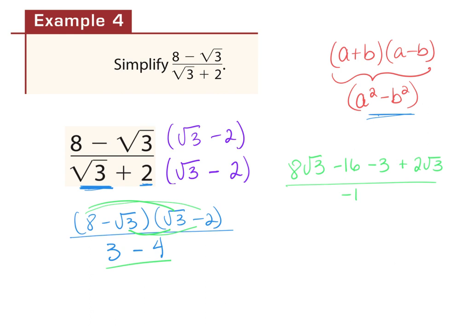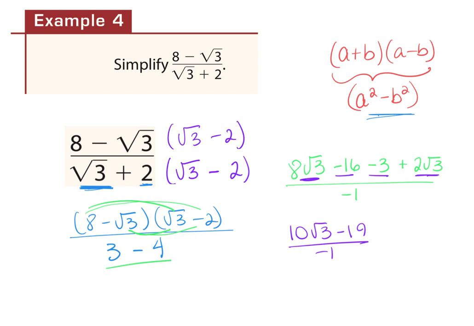So I'm going to simplify my top. 8 square root of 3 and 2 square root of 3 are like terms. That is 10 square root of 3. Negative 16 and negative 3 are like terms as well. And that's all over a negative 1.